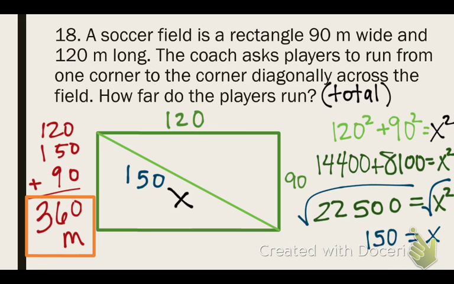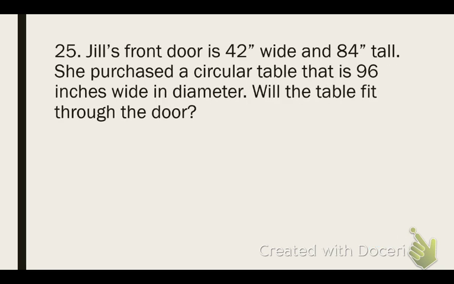For sure. That's a lot. Pretty sure one lap around the track is 400 meters. Does anybody run track? Yeah, 400 meters is one lap. 800 is 2 laps. So this is almost a half mile. Almost. We got one more, and it's number 25.